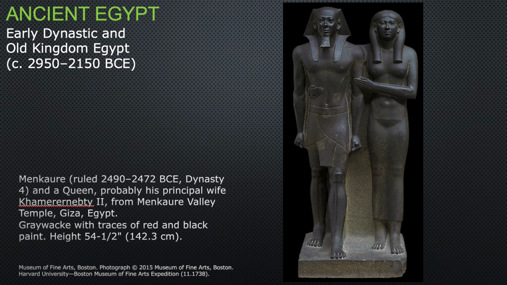So here's Menkaure, another one of the three. And he is with a woman who is probably his principal wife, Khamerernebty II. And I love this picture because it says so much. First of all, look at him. He's wearing those same three items that we just saw in Khafre. He's got the headdress, the fake beard, the kilt, and nothing else.